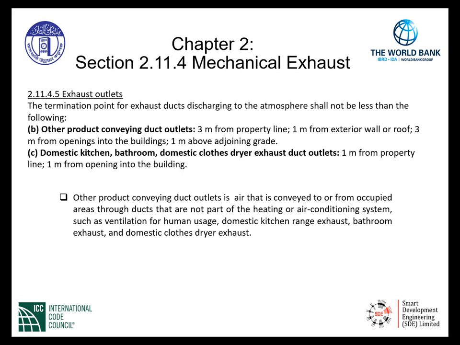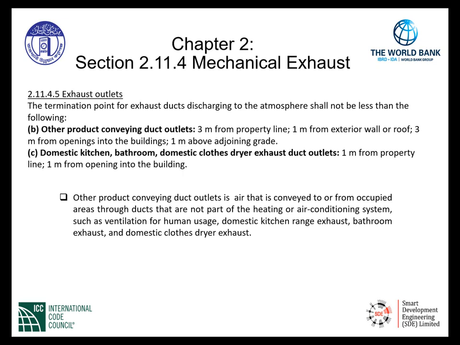Item C gives us the requirement for domestic kitchen bathroom exhaust duct outlets with respect to domestic clothes dryers. If we have any of these domestic kitchen, bathroom, domestic clothes dryer exhaust ducts, the requirement is lessened. It goes to 1 meter from the property line and 1 meter from openings into the building.